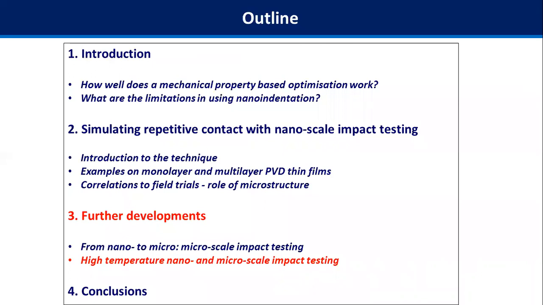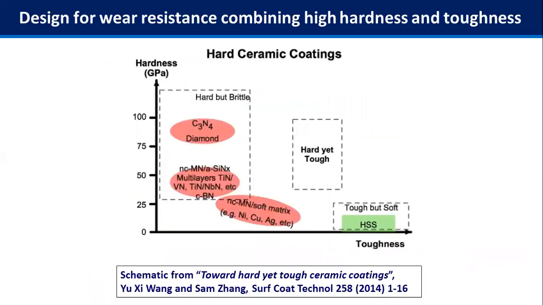So the last thing I want to talk about is a little bit about high temperature nano and microscale impact testing. So if we think in general about how we design coatings for wear resistance, we often want to combine hardness and toughness, as shown in this excellent schematic from Sam Zhang, developing hard yet tough coating systems.